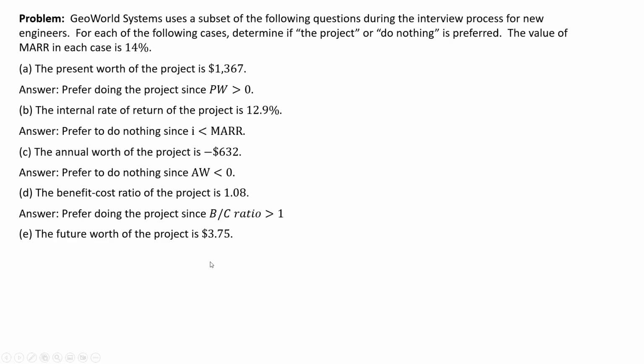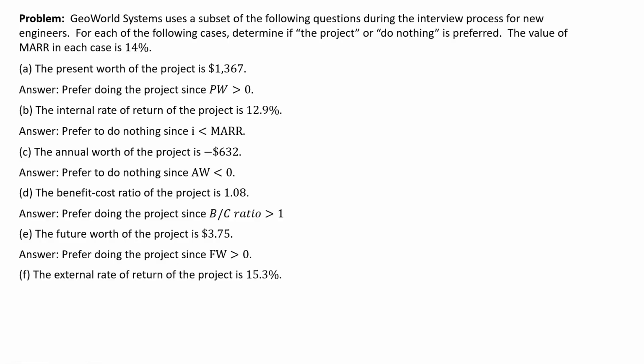The future worth of the project is $3.75. Well, the truth is we don't care whether it is 375 or $3.75. That may be a small project, but we should do this project, because the future worth is greater than zero. Just like a present worth greater than zero allowed us to do the project, a positive future worth is also a good option. The external rate of return of the project is 15.3%. Well, that's bigger than the minimum attractive rate of return, so we do want to do the project.